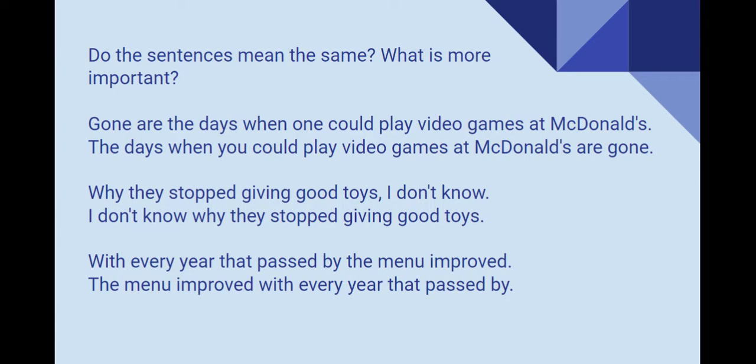Okay, let's take a look at the first two sentences. Gone are the days when one could play video games at McDonald's. Or the days when you could play video games at McDonald's are gone. In this case, if you noticed, they are basically giving the same information, but the emphasis has changed. In fronting, we are putting something at the beginning of the sentence to give it more emphasis. In this case, gone are the days when one could play video games at McDonald's.